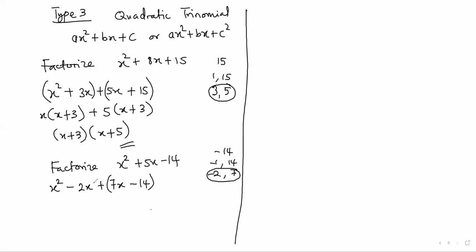Once again, we group them pairwise. What's common is x, so you have x minus 2. What's common is 7, you have x minus 2. So since the brackets are the same, we'll pick 1. Then outside the parentheses, also in one bracket, which is x plus 7. Okay, let's look at another question.